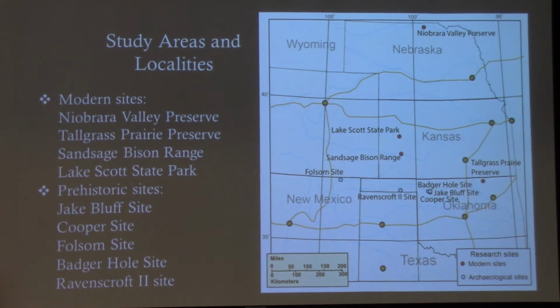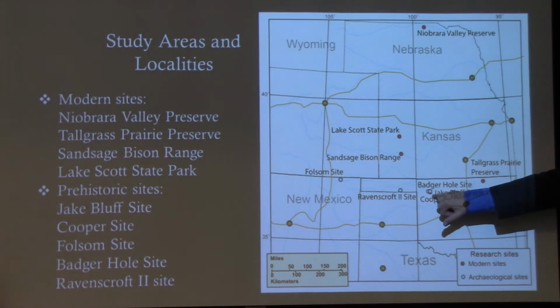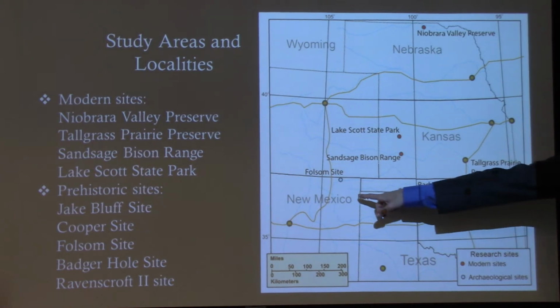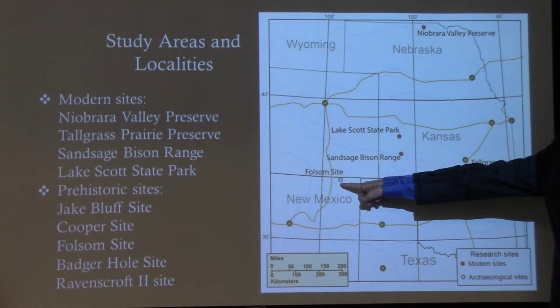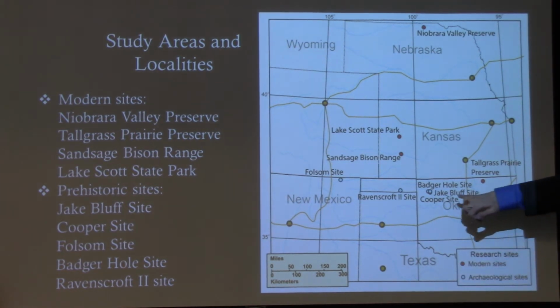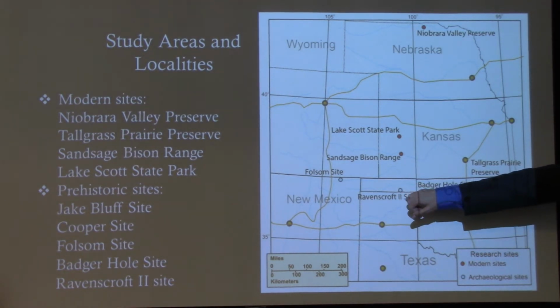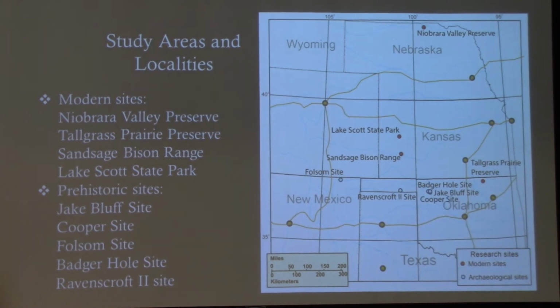In terms of oldest to youngest, we have the Jake Bluff site here located in western Oklahoma. We have the Cooper site here. Again, this is only located a couple hundred yards from the Jake Bluff site. We then have the Folsom site here in northeastern New Mexico. The Badger Hole site, which again is right next to the Cooper and Jake Bluff. And then we have the Ravenscroft 2 site, which is the youngest of my prehistoric sites here within the Oklahoma Panhandle.